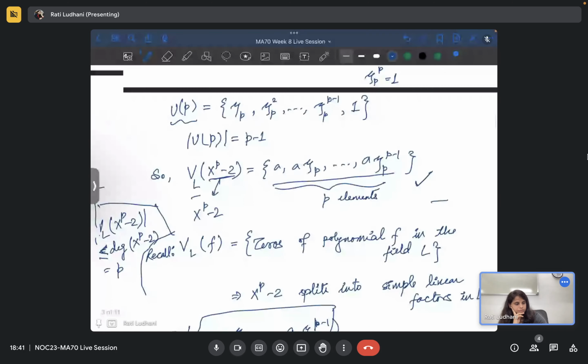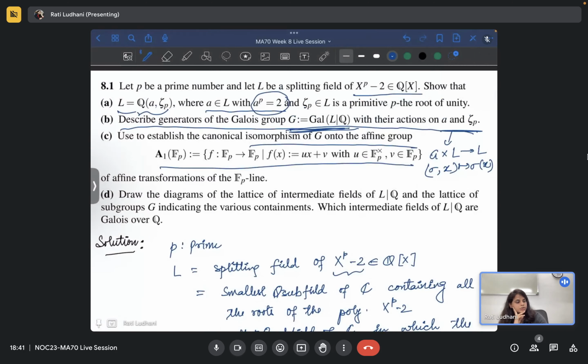Okay, yeah. So draw the diagrams of the lattice of intermediate fields of L over Q and the lattice of subgroups of G indicating the various containments. Which intermediate fields of L over Q are Galois over Q? So basically, you have seen from the fundamental theorem of Galois theory that we have a one-to-one correspondence between intermediate fields of L over Q and subgroups of G. Okay, G is the Galois group of L over Q.